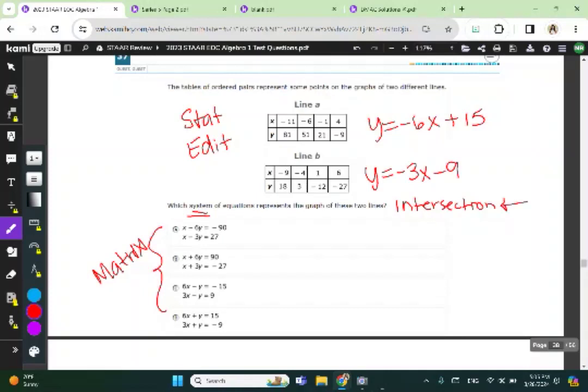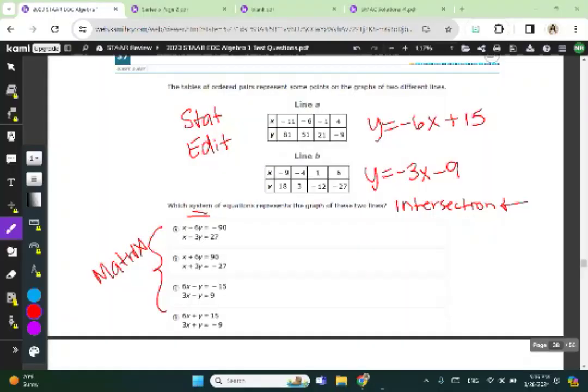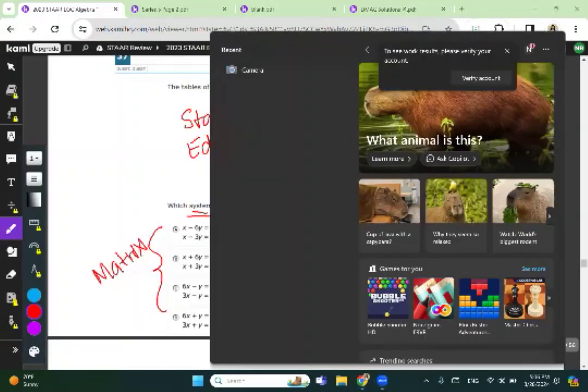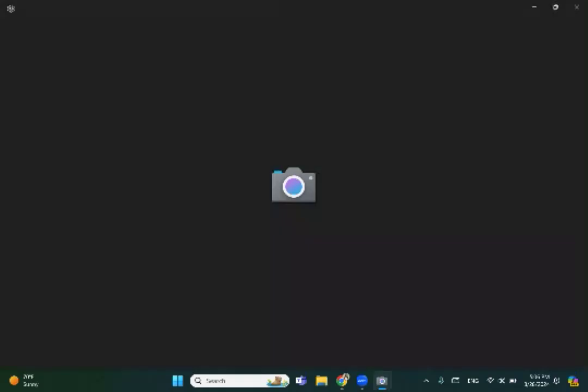Now I want to find where they intersect. So I'm going to go to y equals. My camera's frozen. That's not good. Oh, it's been doing that. That's great. Let me open it back up. Any day now. Okay, here we go.